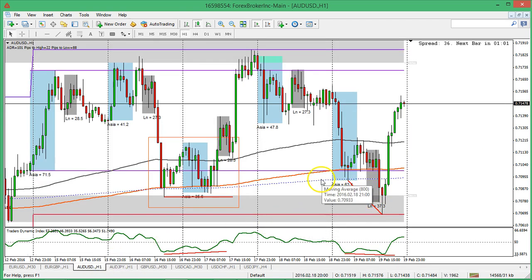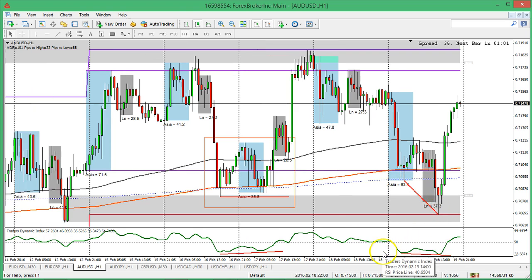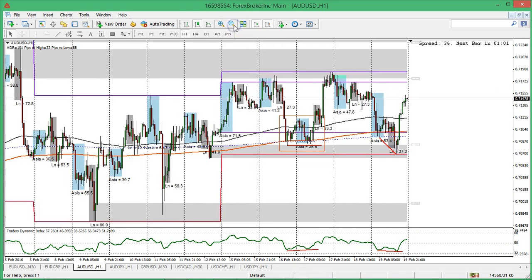A semi-divergence on Australian. I mean, it made a super lower low. It dropped a lot more than this previous low in the Asian session towards the end of London, and the RSI, well, didn't. It should have dropped more, but since the closes were all the way up here, that's why I call it a semi-divergence. It's not really divergence, but it should have dropped lower, obviously, right? But since the wicks were so large, that's why it closed like that. That's why it didn't drop that much.